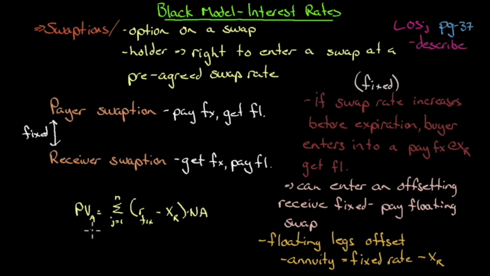So the present value of that annuity is really just the difference between the two rates times the notional amount for however many payments have to occur. And we'll get a present value of that annuity. We're going to use that in the Black model in just a second.